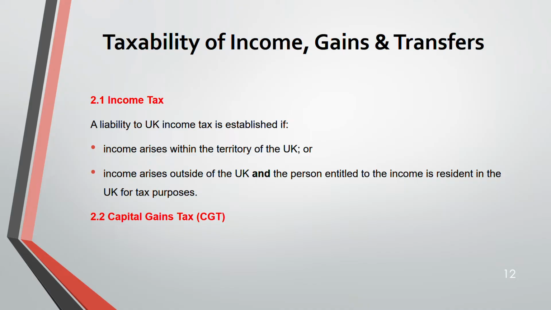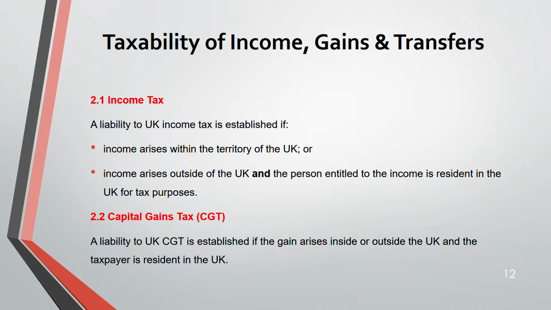Sorry, then corporation tax. Then inheritance tax. And finally the VAT. Okay. So, capital gain tax. Now, any gain. Please see how the word changed. When it was income tax, the word was income. When it was capital gain tax, the word is gain. Okay. So any gain arising inside or outside UK, and the taxpayer is resident in UK, has to pay capital gain tax.